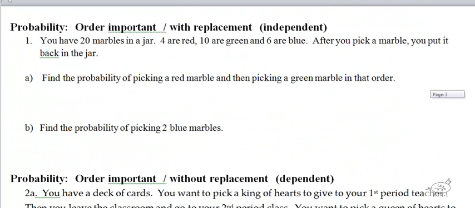Okay, so let's do a bunch of different problems here now. I kind of broke this into the same categories here just to give you some real life problems.